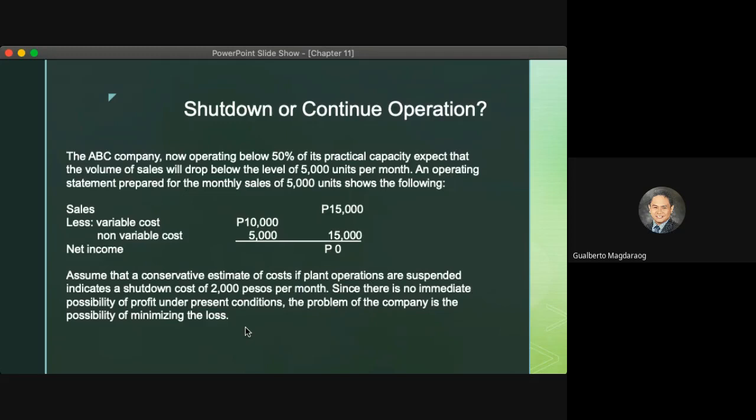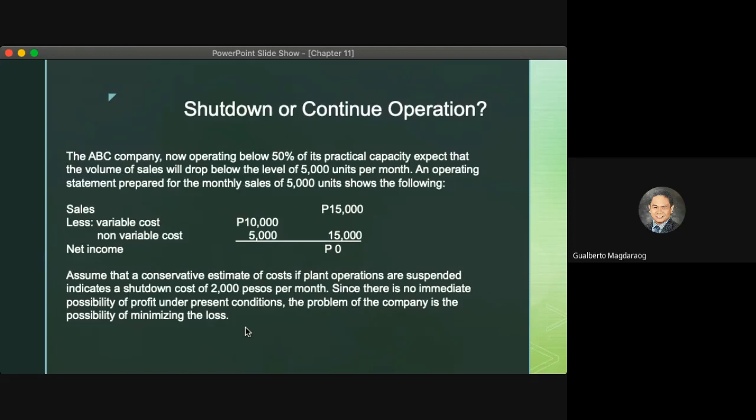Assume that the conservative estimate of cost if plant operations are suspended indicates a shutdown cost of 2,000 pesos per month. Since there is no immediate possibility of profit under present condition, the problem of the company is the possibility of minimizing the loss. So, paano daw yan? Kung isa-shutdown naman natin, we will incur 2,000 pesos per month as shutdown cost. Okay? So, ang problem lang naman natin, paano ba natin ma-minimize yung loss?